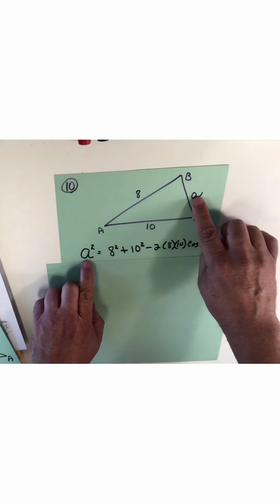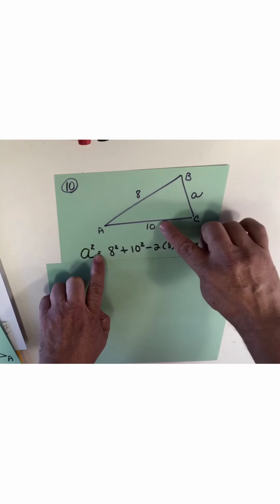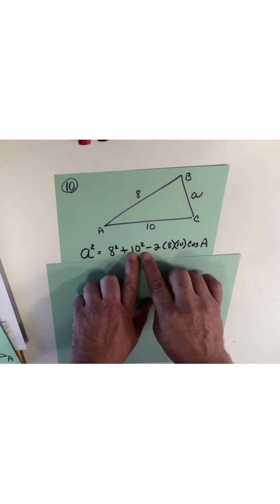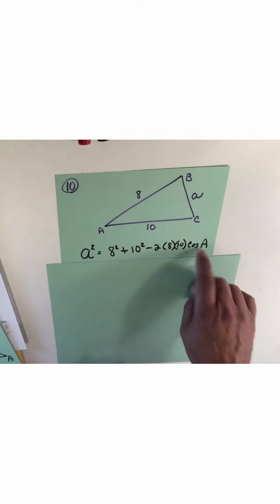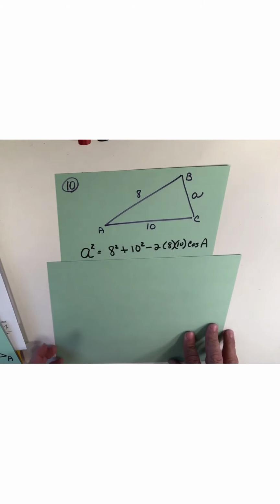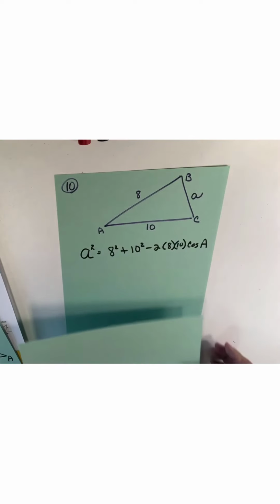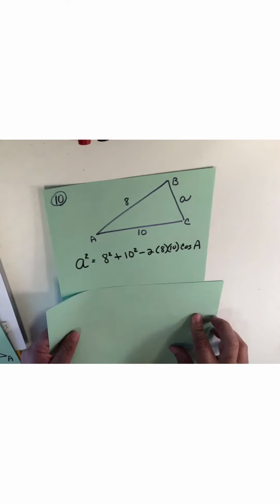All right, so this is the way you write it. You start with little a squared is equal to 8 squared plus 10 squared. And then minus, always minus 2, those two numbers again, 8 and 10, and then cosine of A. And then you just go find it, and that is the law of cosines. You don't have to solve it. I just want to see if you know what it looked like, okay? That's number 10. So let's go try another one of these.